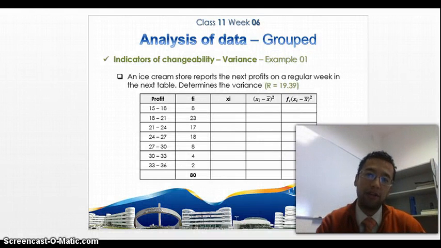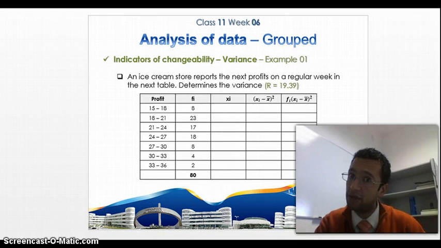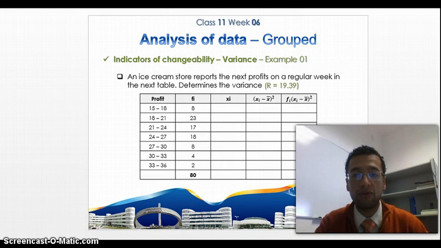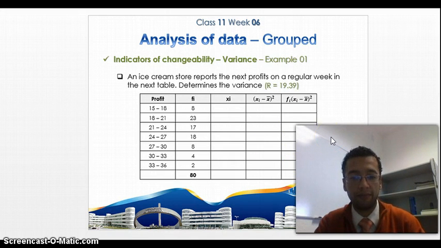Hi guys, continuing with this topic, we have to cover some exercises and examples, so we have to review them. The first one is the variance. It says, an ice cream store reports the following profits on a regular week in the next table. Determine the variance. The only thing we have is the classes and the absolute frequency for each class. Now, remember, we have to cover them all using the formula we saw and also fill in this table.